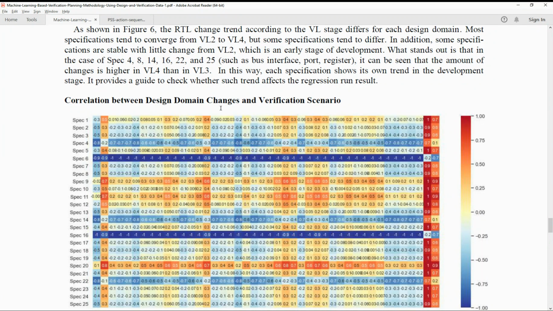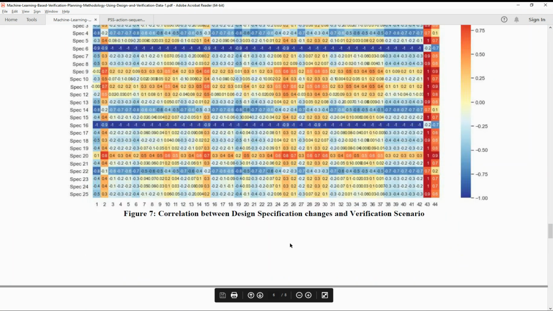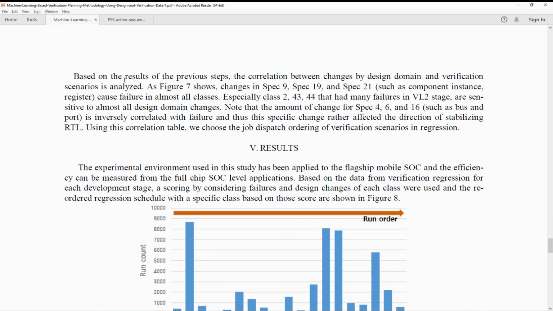Correlation between design domain changes and verification scenarios. Based on the results of the previous steps, the correlation between the changes by design domain and the verification scenarios is analyzed. As Figure 7 shows, changes in spec 9, spec 19 and spec 21, such as component instance and register, cause failures in most classes.